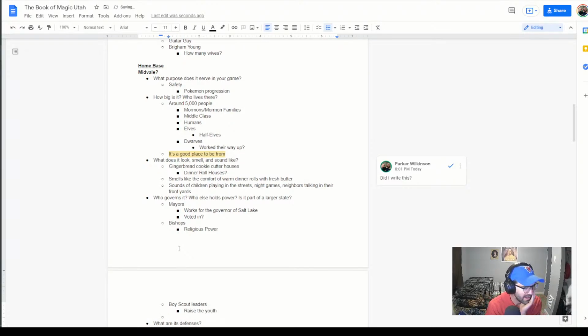What else? Who else does? And then maybe the Boy Scout leaders raise the boys. I actually like that. The Boy Scout leaders raise the boys, and then there's something, I don't know what I would call it, like the women's youth group leaders, and they raise the girls.